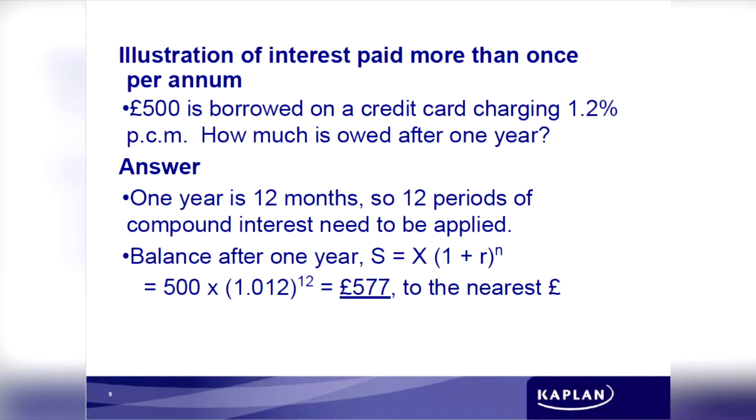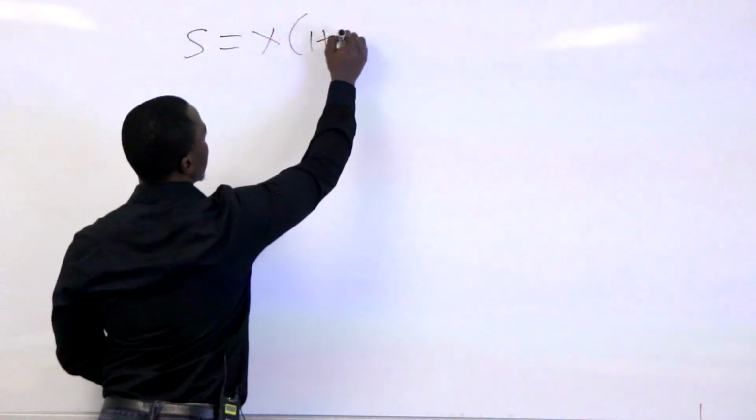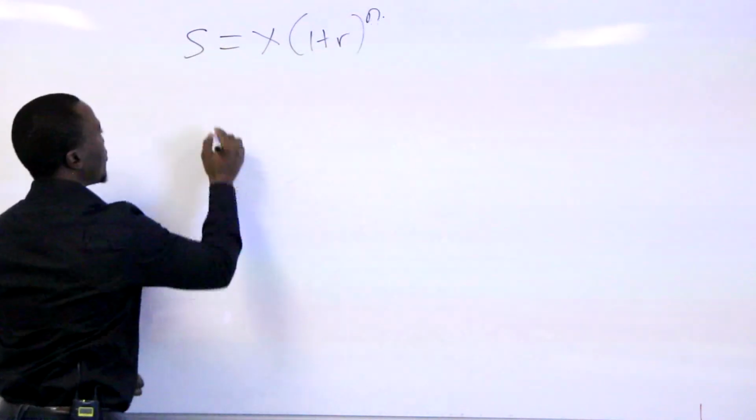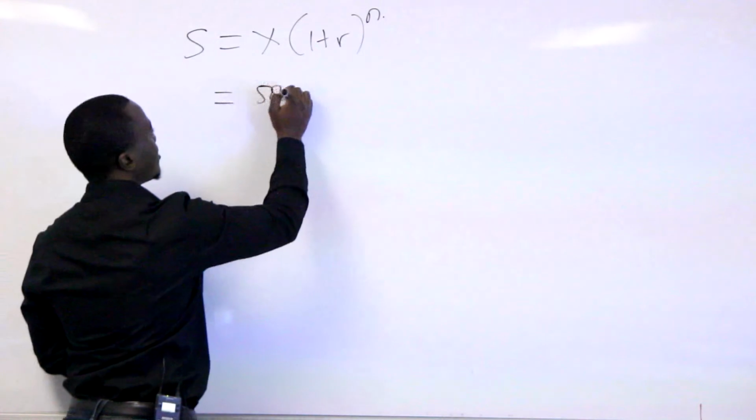Our illustration says £500 is borrowed and it's paying interest at a rate of 1.2% per month. So how much will be owed after 1 year? Our formula is still the same. So after 1 year, the initial amount we invested was 500.